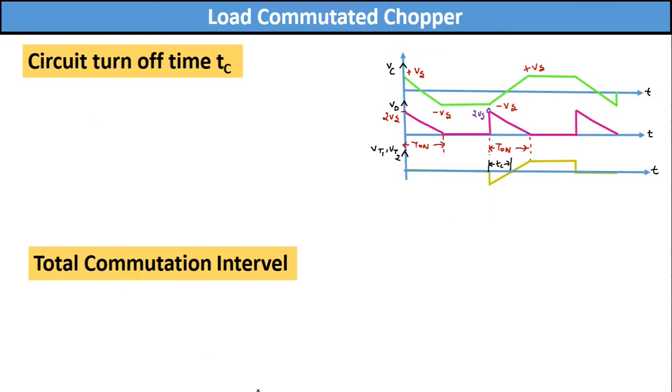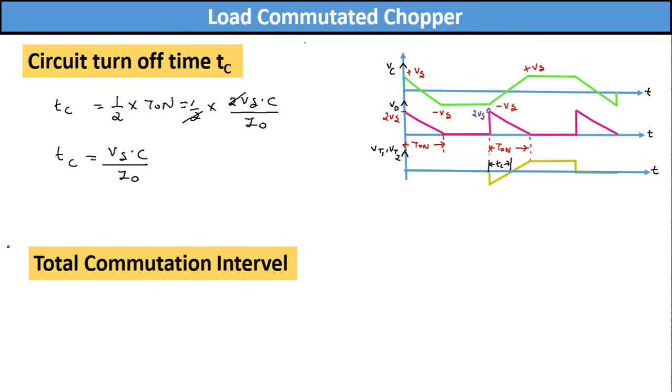Next one is circuit turn off time. Circuit turn off time is represented here, which is equal to Tc. Here you can see this is half of the on period. So this circuit turn off time will be equal to half into T on. Now we will put the value of T on here. So when we put the equation of the on period of the switch, we get half into 2Vs into C divided by I naught. Here the 2 cancels out and we get circuit turn off time Tc is equal to Vs into C divided by I naught.